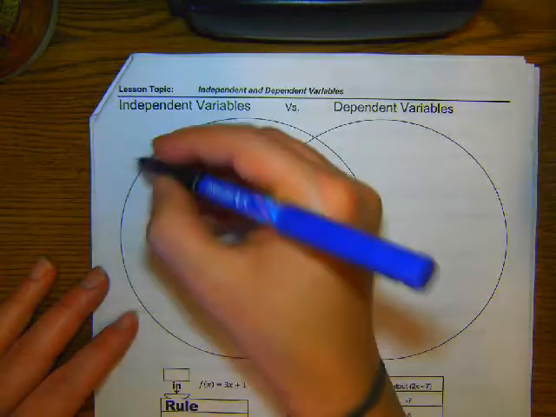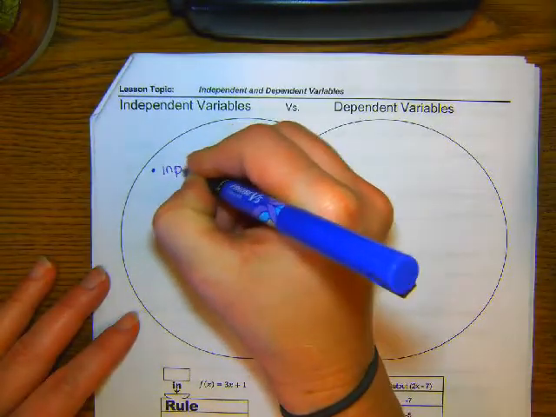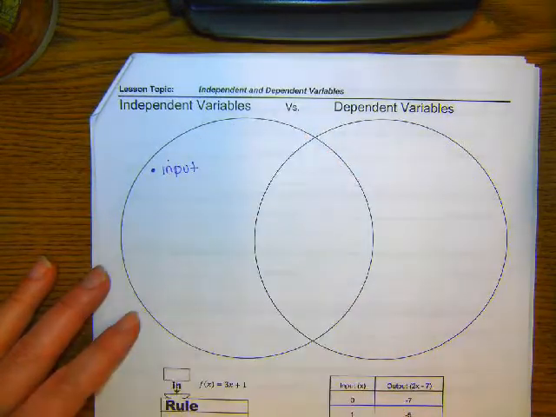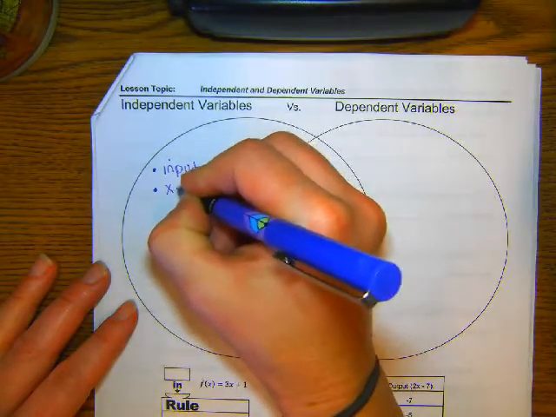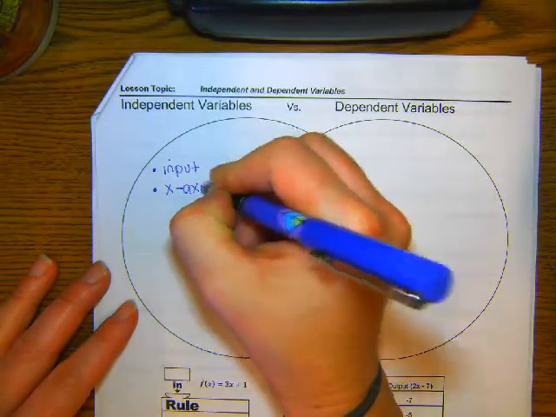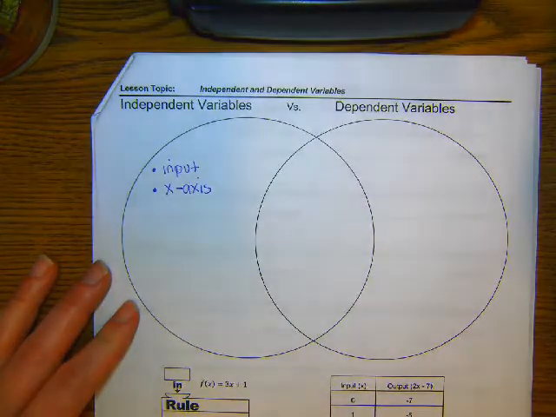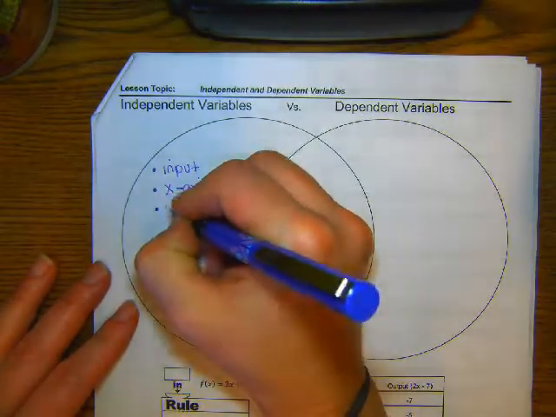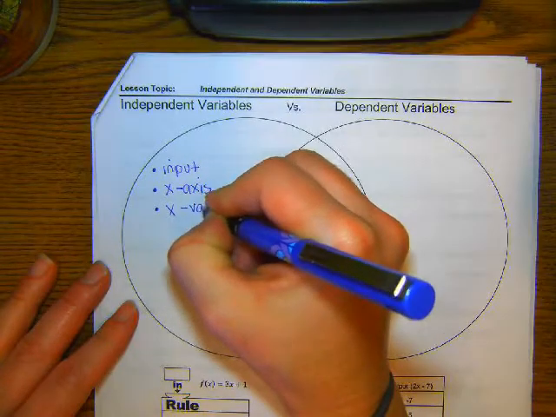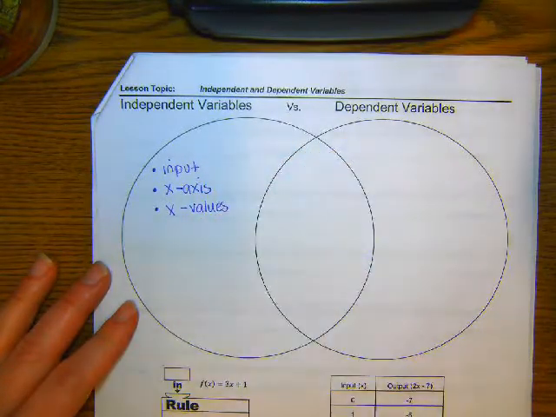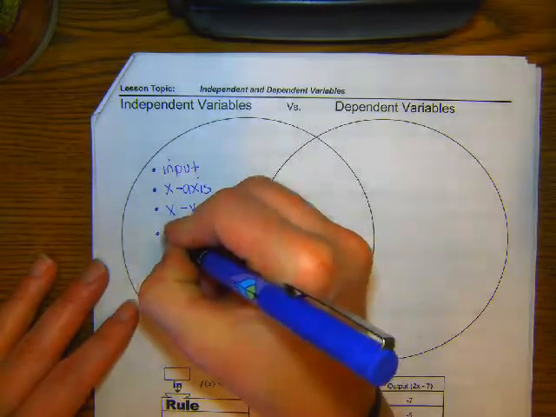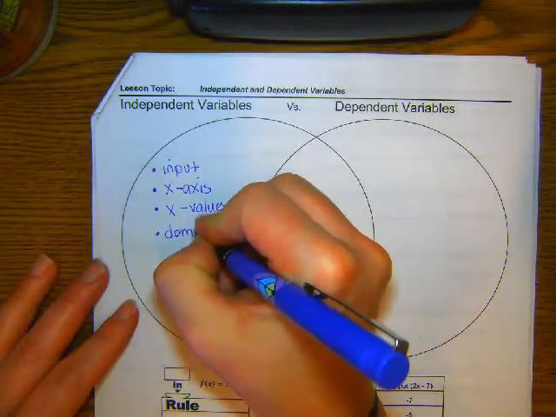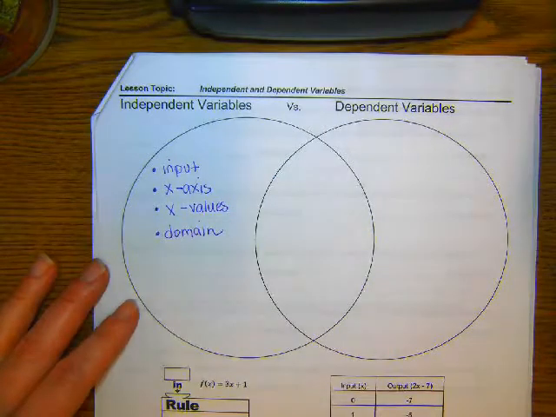One word would be the input. We've been talking about input. We would find or graph independent variables along the x-axis or horizontal axis. In ordered pairs, these would be x values. A new word that we've learned that describes x values would be the domain. And so independent variables are domains.